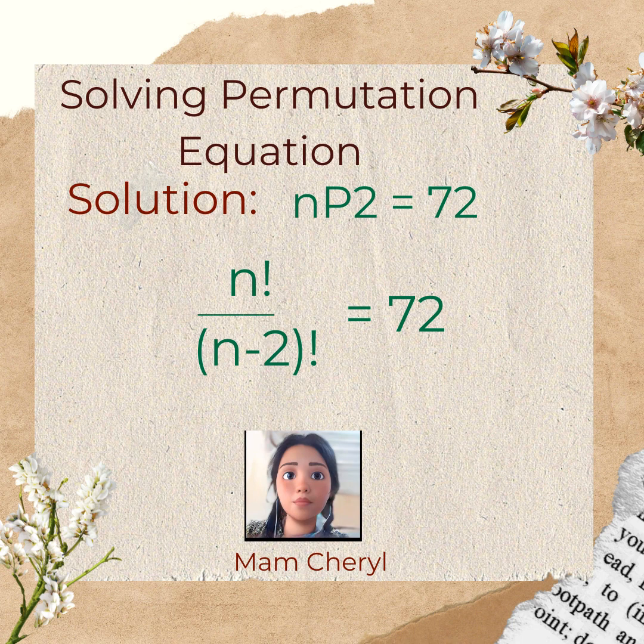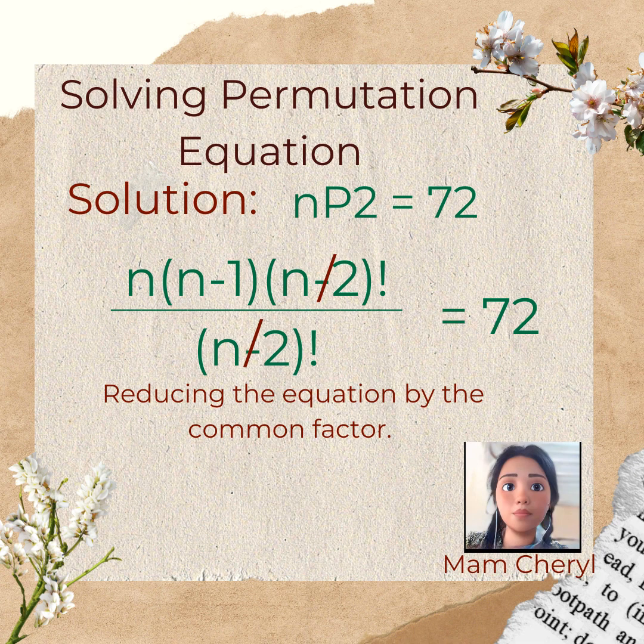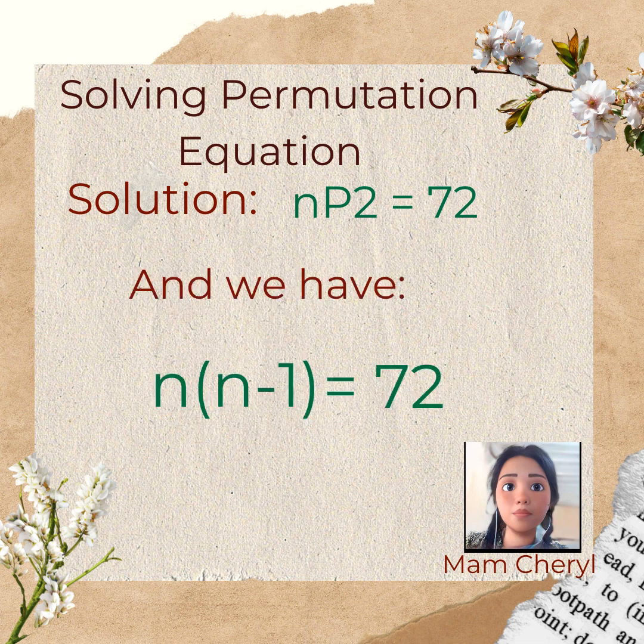Our solution for permutation of n taken 2 is equal to 72 is n factorial divided by n minus 2 factorial is equal to 72. Applying the formula, we have n times n minus 1 times n minus 2 factorial divided by n minus 2 factorial is equal to 72. Reducing the equation by the greatest common factor, which is n minus 2 factorial, we have the product of n and n minus 1 is equal to 72.